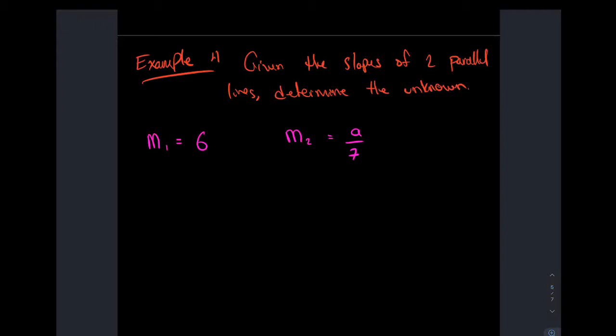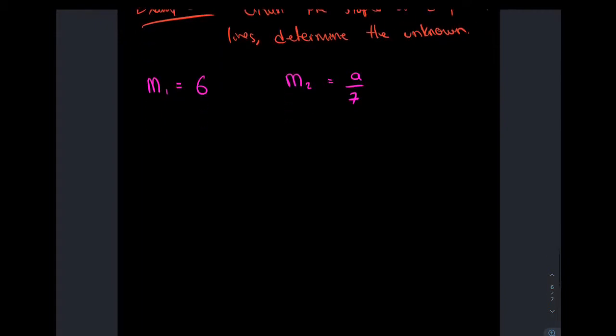So if they're both going to be parallel, remember, what is parallel? What's in common between parallel slopes? Parallel slopes are the same, or in other words, m1 of 6 has to equal m2 of a over 7. So what if we set those equal to each other? Well, we get 6 equals a over 7, right? And now we just need to solve for a.